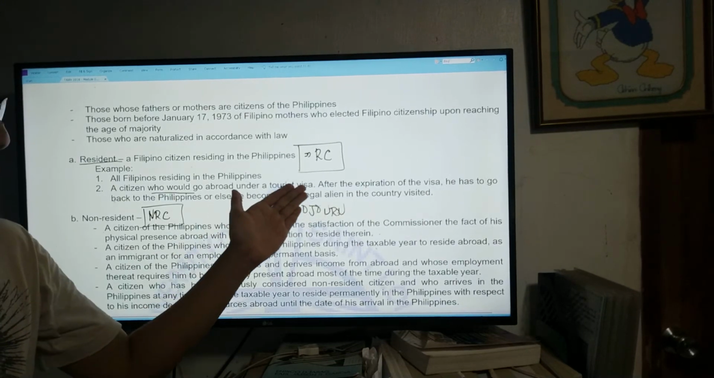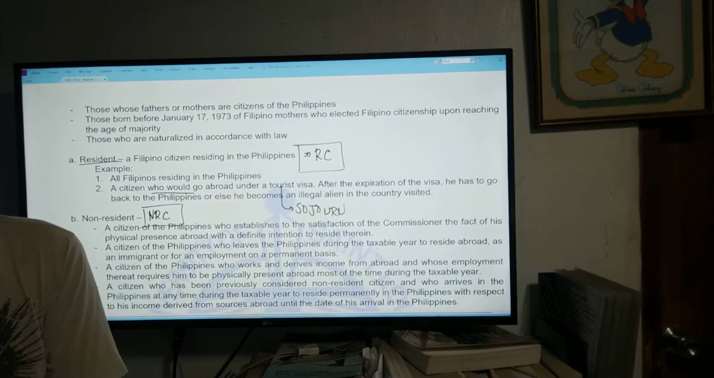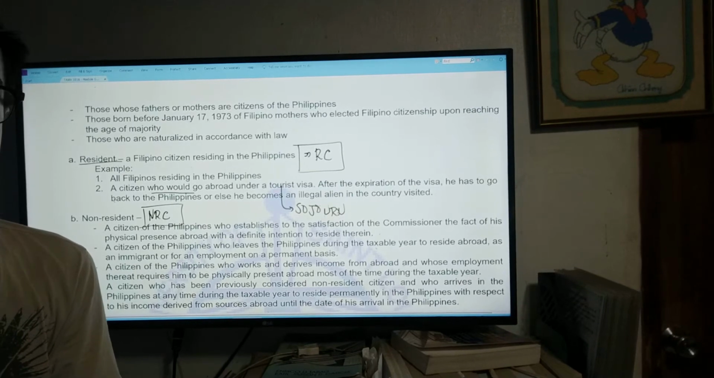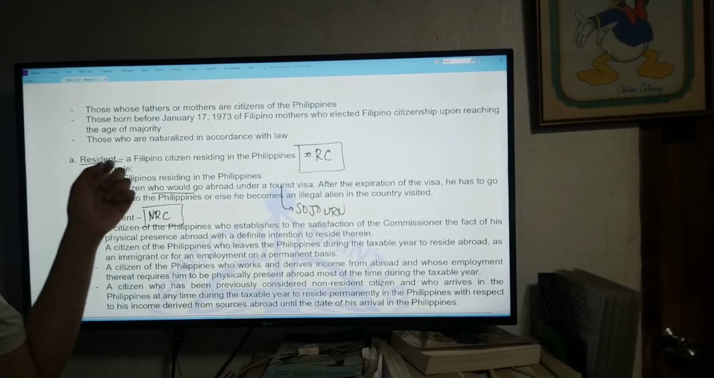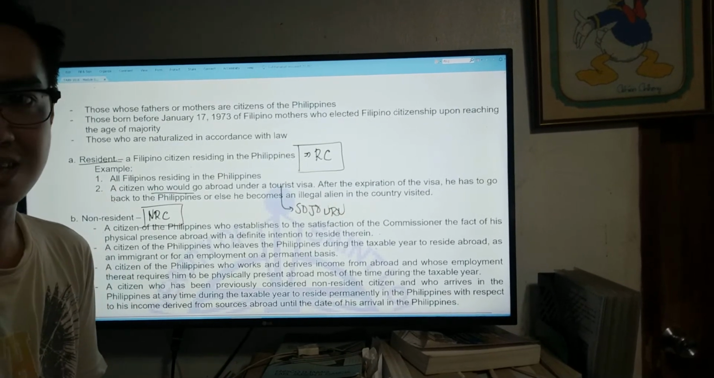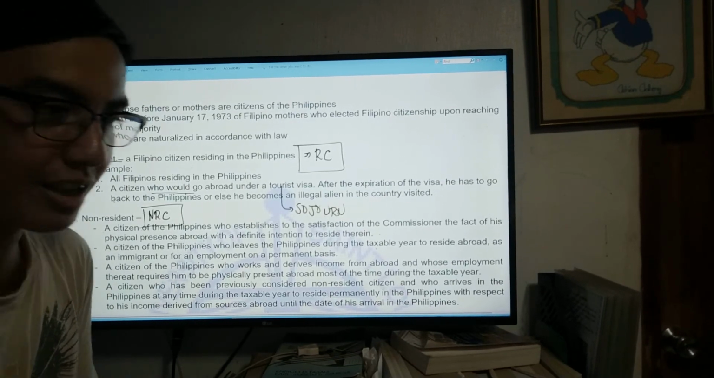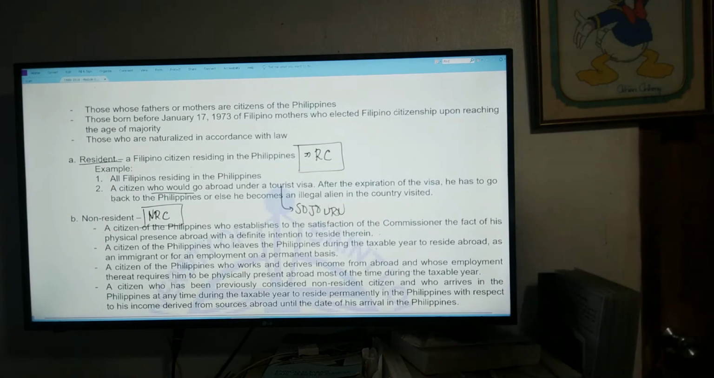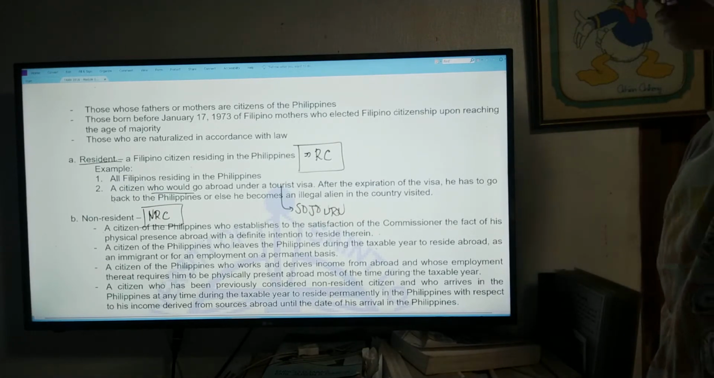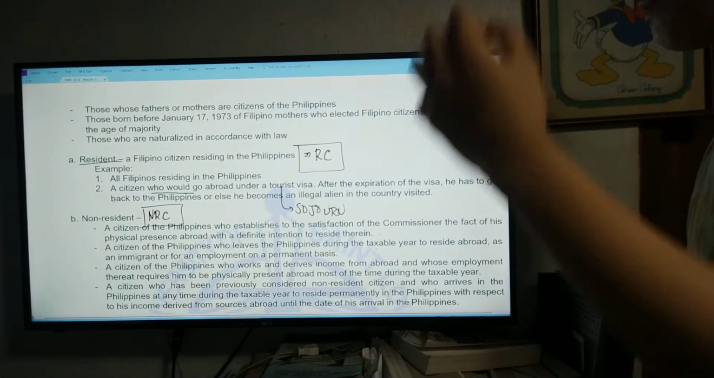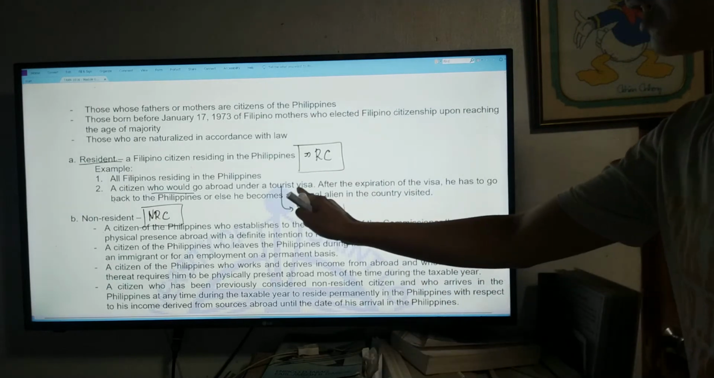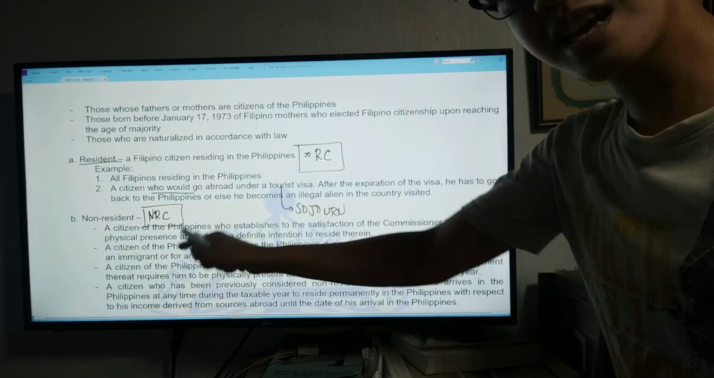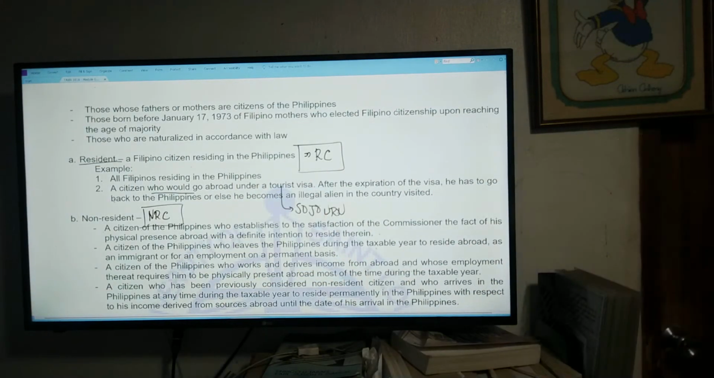So if you just went abroad to become a tourist and then after 1 week umuwi ka lang din agad, or after 2 weeks or even a maximum of 1 month, then you are considered a resident citizen. You're considered a resident citizen despite the fact na pumunta ka ng Amerika or ng South Korea or other countries. Now, ano naman ang pinagkaiba ng mga tourist sa isang NRC or non-resident citizen?